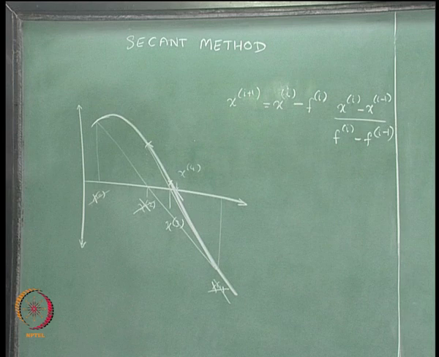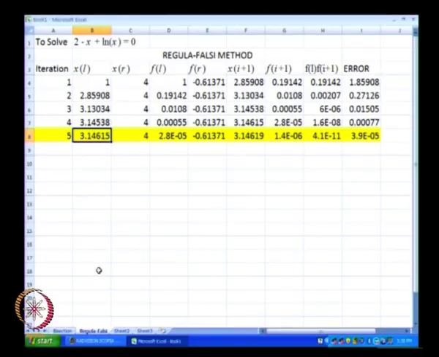So let us go back again to Excel and try to see how the secant method is going to work. So now we have seen how the secant method works. The way it works is very similar to Regula-Falsi, except the difference is that every time we get x of i plus 1, we replace the oldest solution, and we are not necessarily bothered whether the guesses are going to bracket the true solution or not.